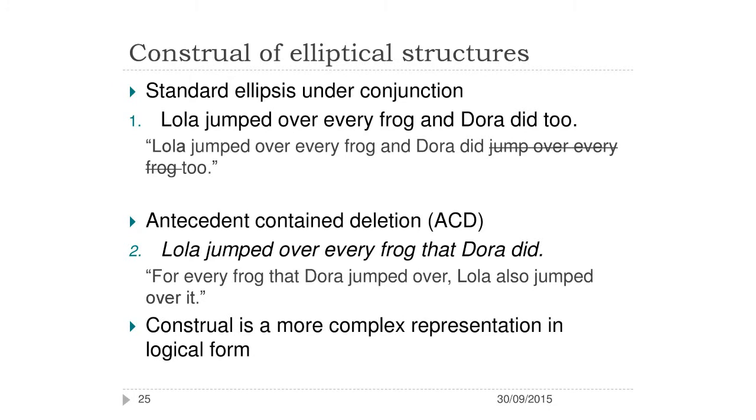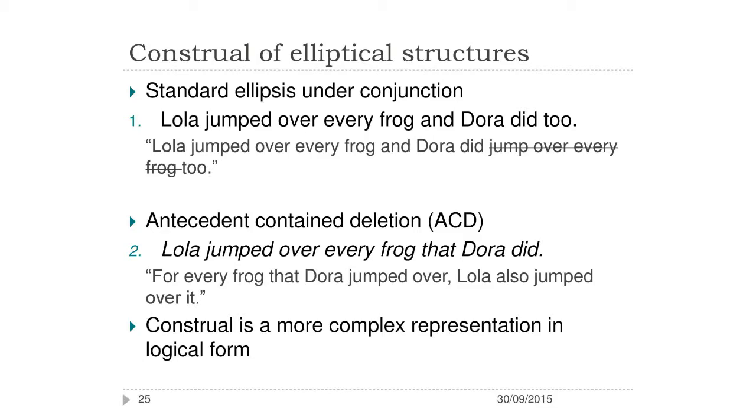Jumped over every frog. So you are capable of picking from the context and filling in the blanks, right? No problem. Children have no problem with that either. There is a particular construction that's a variant of this, a bit more complicated. It's called antecedent-contained deletion. And it goes like this. Lola jumped over every frog that Dora did. And crucially, that doesn't mean that Dora jumped over every frog.